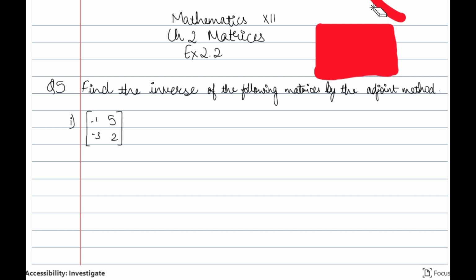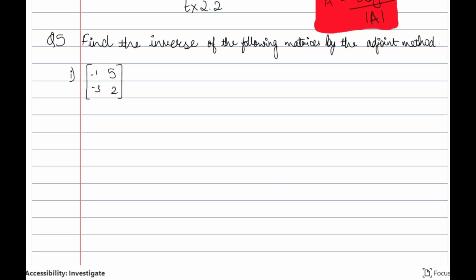So basically in this question and in the next question you'll be using one formula really frequently, and that formula is A inverse is equal to adjoint of A upon determinant of A. Alright. We all know how to find adjoint. We have done them in the previous questions, right? And then you have to find the determinant of A, which is extremely easy.